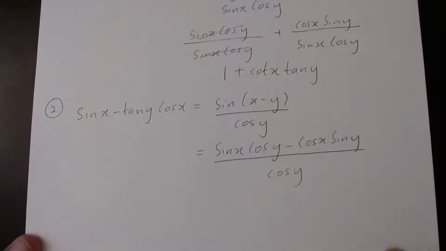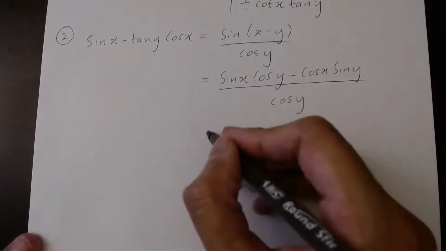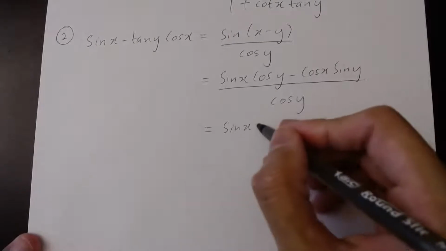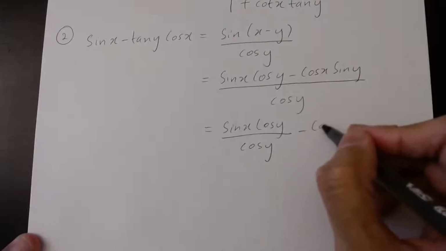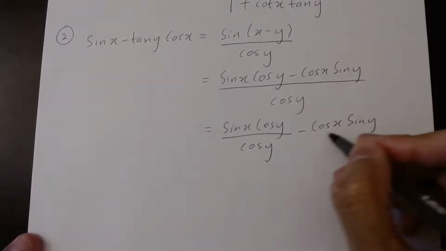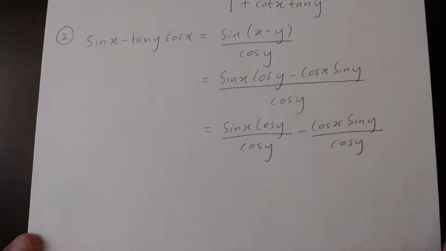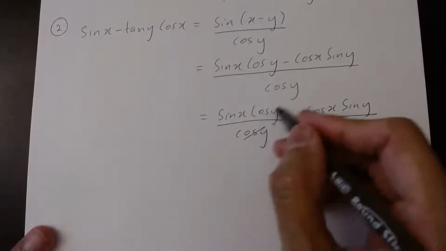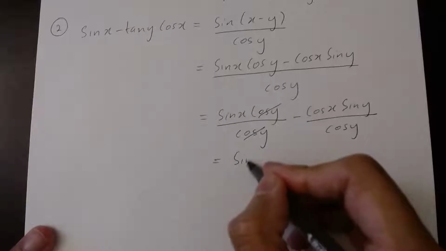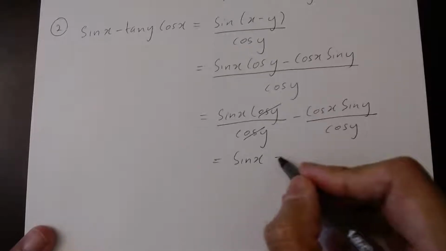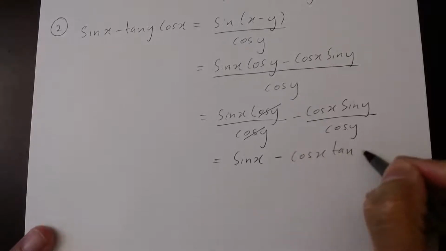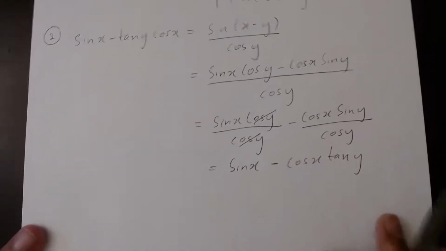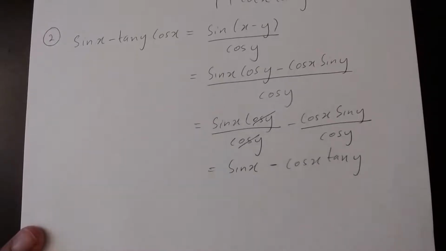And again, here I want to just split my denominator. That's sine x cos y over cos y minus cos x sine y over cos y. And now here the cos y's can just cancel, so I'm just left with sine x. And over here, sine y over cos y is just tan y. Now if I compare this, this is basically the same as the other side. Let's go to the third question.